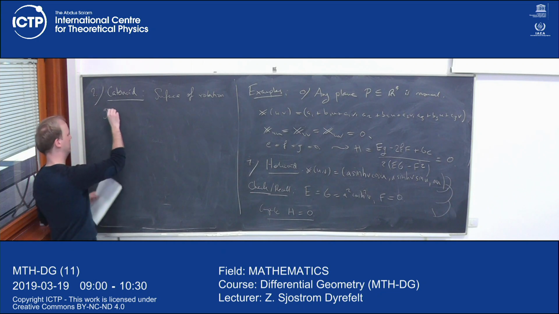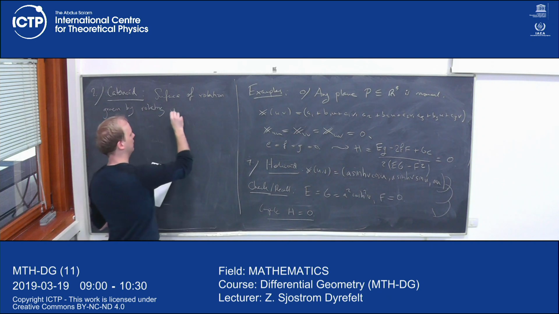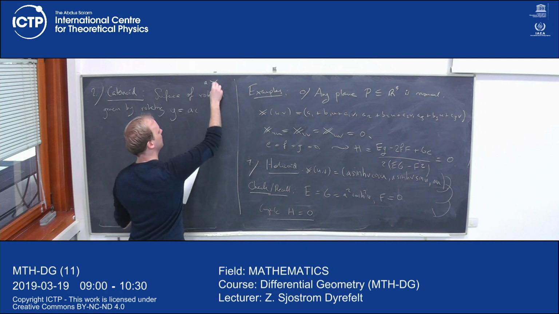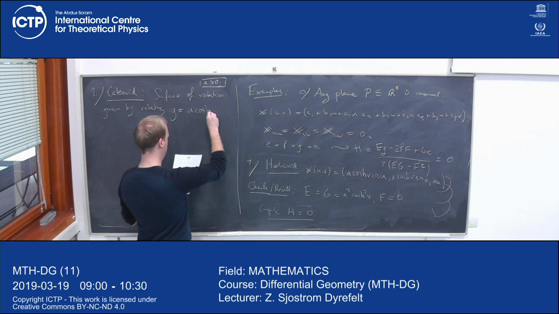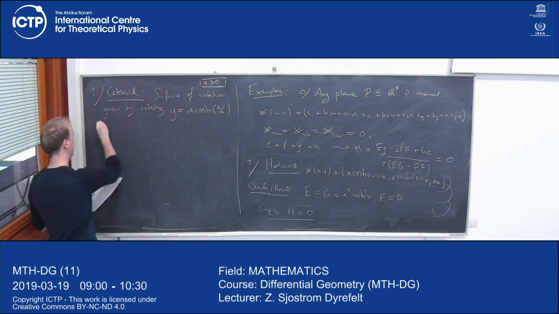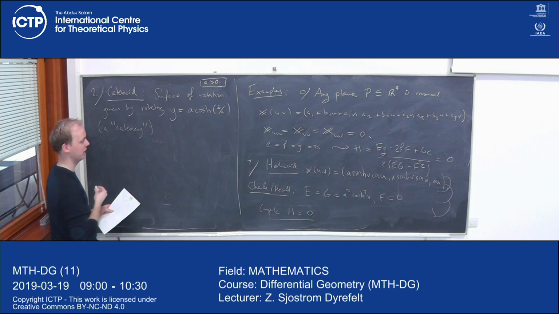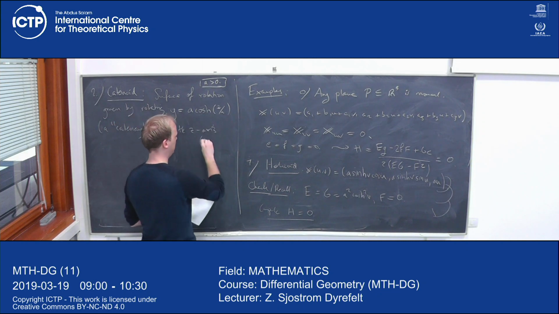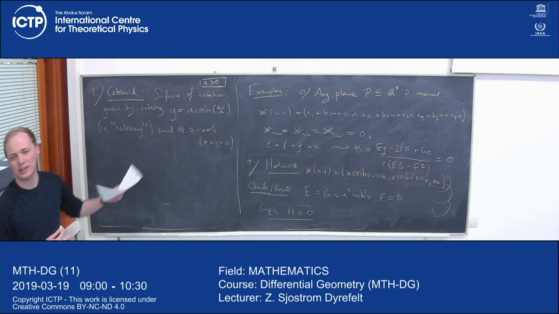So given by rotating the graph y equals, where a here is some fixed positive number, a cosine hyperbolic of z over a, and this is called a catenary, around the z-axis, so the axis x equals y equals 0. So what does this look like?